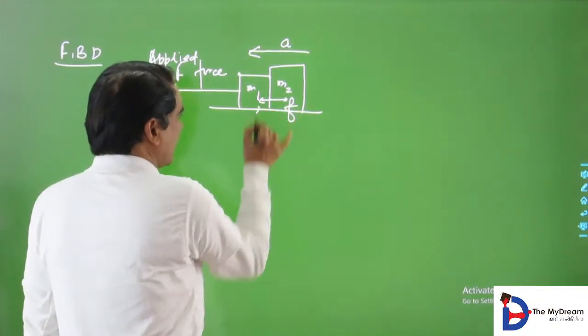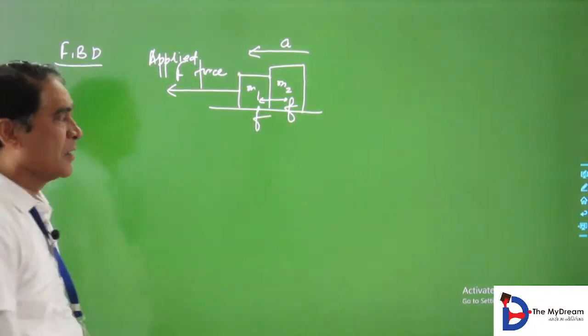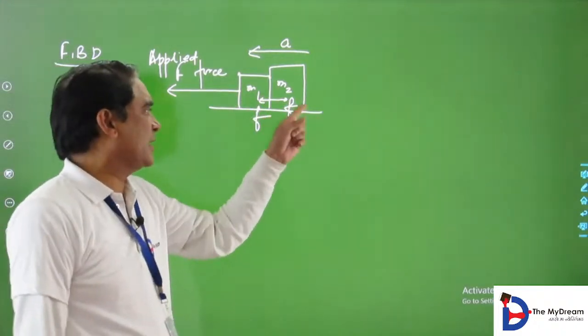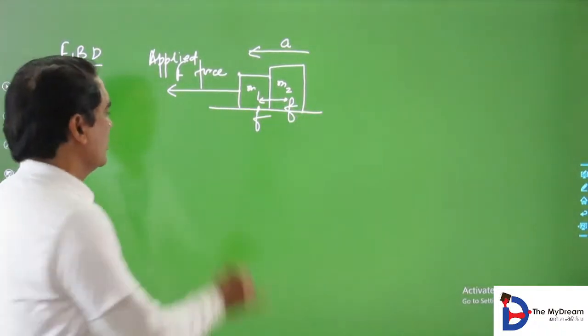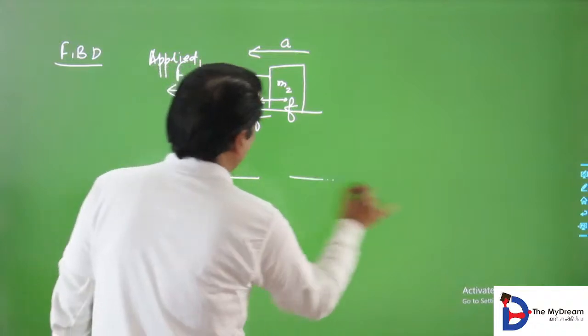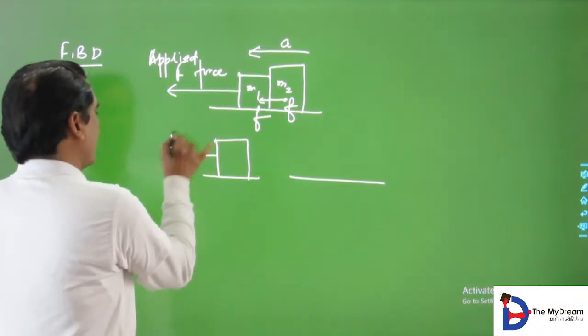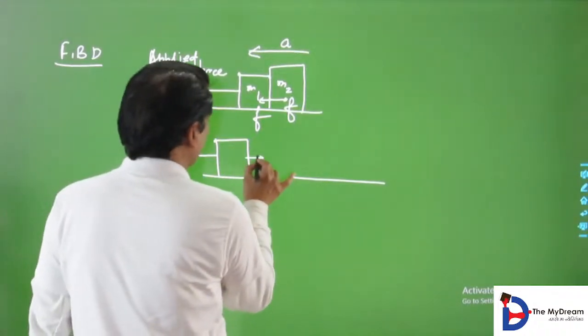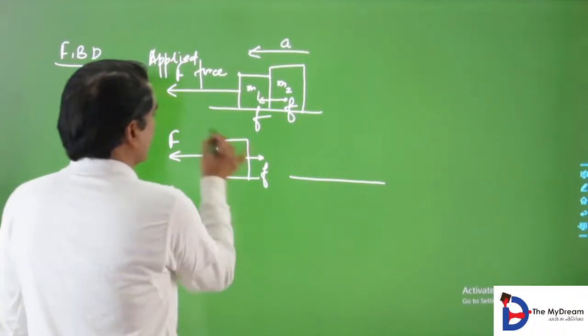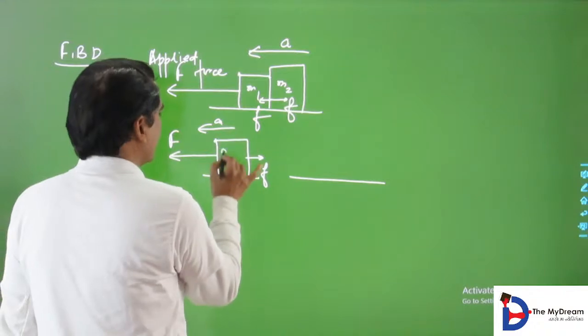These are the contact forces. To every action there is an equal and opposite reaction. So now we can draw the two figures. Follow the free body. This is A.